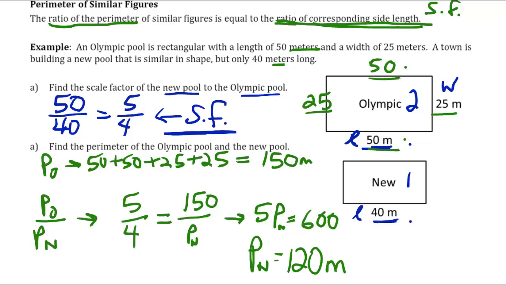So with perimeter, you use the scale factor just like you would with sides if you're solving for a side. To find the perimeter, you've got to find the perimeter of one of the figures that you can, and then set up your ratio using your scale factor, and this is your scale factor right here, 5 over 4. And you will use scale factor to solve for the missing measure.